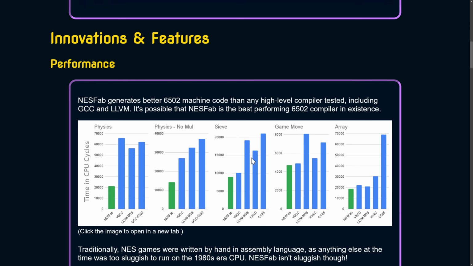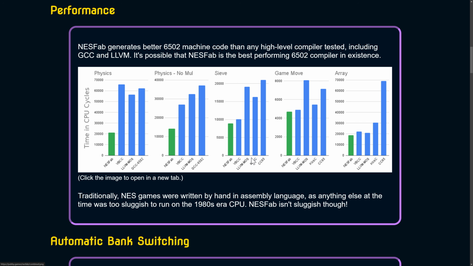So if you're interested in it, the big thing about it is performance. It generates better 6502 assembly code, that is the processor inside of a NES, than any high-level compiler tested, including GCC and LLVM. It is possible that NESFab is the best performing 6502 compiler in existence, which is very interesting.